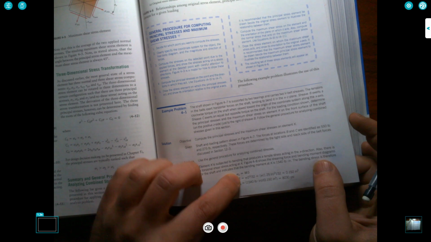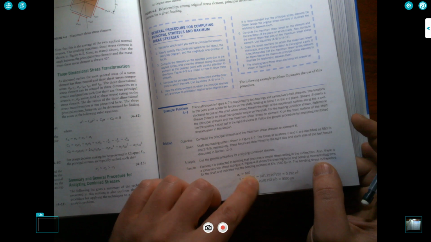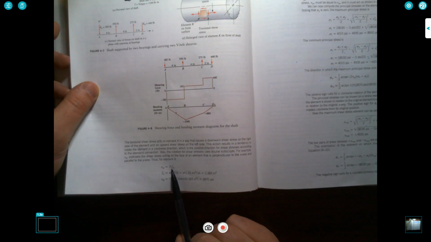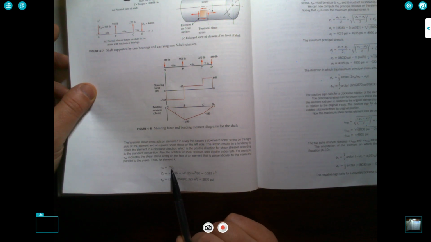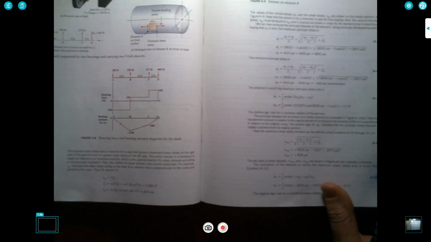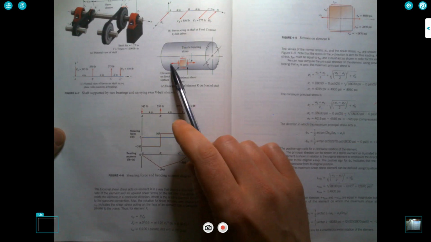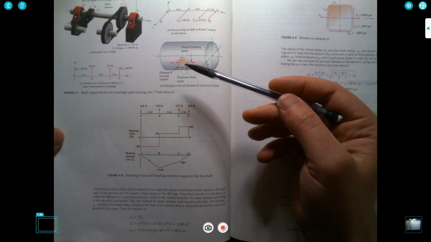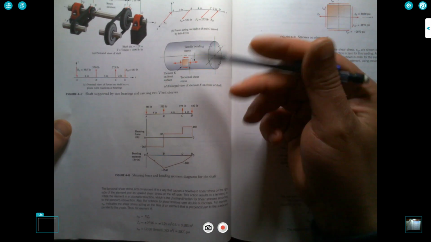So they go through and they analyze it, and they get sigma x by taking that moment, dividing it by your cross-sectional modulus, and then they look for the shear, tau xy, which is going to be your torque divided by your polar moment of inertia, and that gives you your stress element. In this case, we're going to assume stress going in and out of the beam is zero, so there's no stresses being applied to the beam.